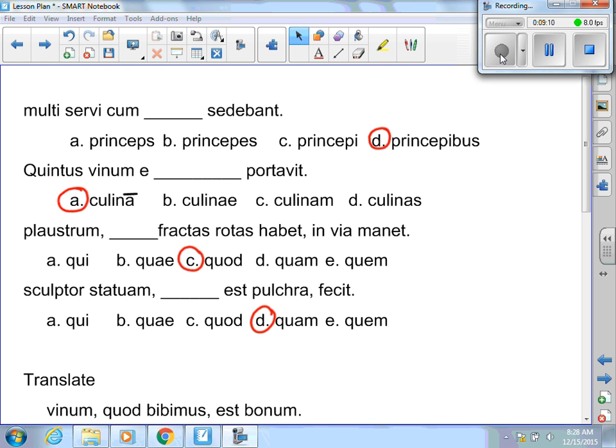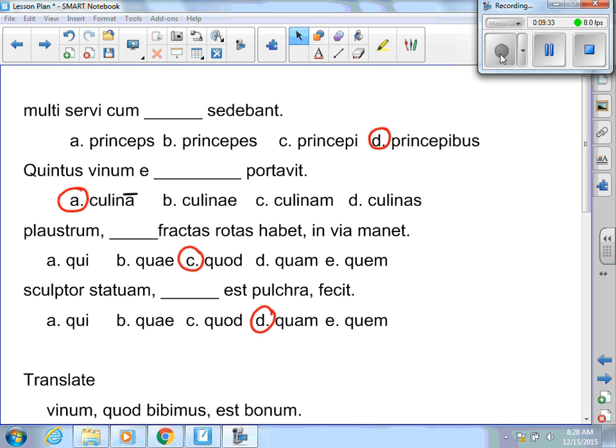Plerique won't go with quae because it's feminine. Quod is neuter, so that's a possibility. The antecedent is singular, so is quod. Quam is singular and feminine, won't go with it, and quem is masculine and singular, so it won't go with it. Remember, the number and gender, in this case the neuter singular, is what dictates using quod. Quod is also the subject, that's why it's nominative.